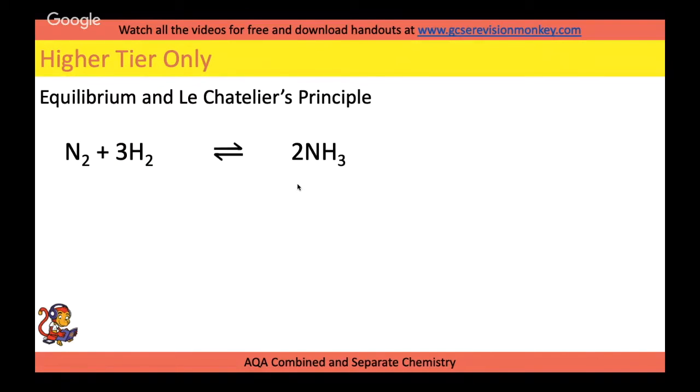Let's look at this example here. You've got an example where you've got two gases reacting. So you can think about what things can affect the rate of reaction in gases. We've got nitrogen reacting with hydrogen in a reversible reaction to produce ammonia. And for separate scientists, this is also the equation for the Haber process.